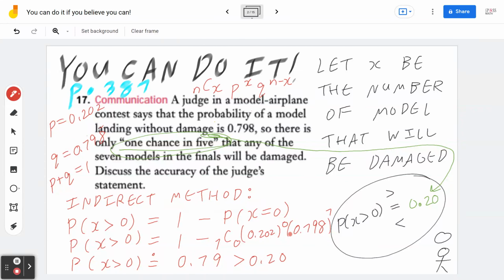So this means, and I'll say the final statement running out of space, but I would love to say this and you can write it down. Therefore, the probability that at least one model will be damaged is 0.79, which is greater than one chance in 5.